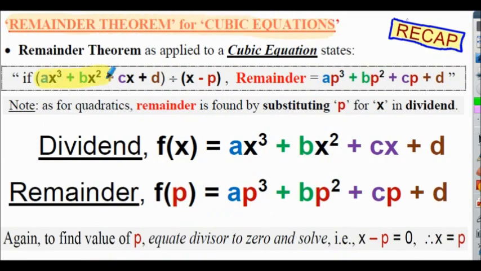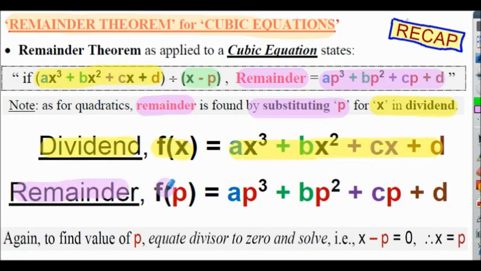As before, given a dividend, this time in cubic format, and a divisor x minus p, it can be shown that the remainder is of the form ap cubed plus bp squared plus cp plus d. So we know that the remainder is in the cubic format, as is the dividend. As for quadratic solutions, to find the remainder of a cubic, we substitute the value of p for x in the dividend. So again, the dividend here is a function of x, and the remainder is a function of p. And we find the value of p in exactly the same way we did for quadratics.